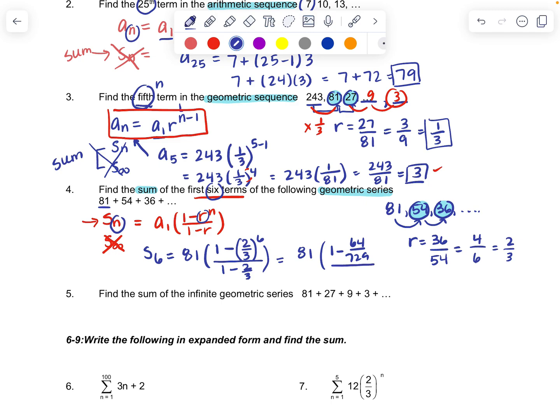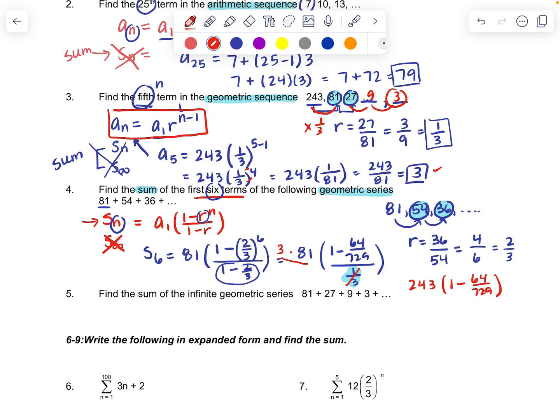And this is all over, and you guys, 1 minus 2/3 is just 1/3, right? Now look, I'm going to help my calculator a little bit more. If I'm dividing by 1/3, what am I really doing? I'm multiplying by 3, right? Dividing by a fraction is the same as multiplying by its reciprocal, 3. So look, I can get rid of this and just multiply this by 3. So 3 times 81, this guy right here, is 243. And then it's times 1 minus 64 over 729.